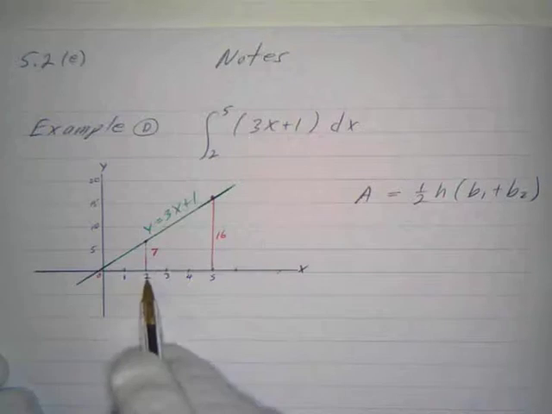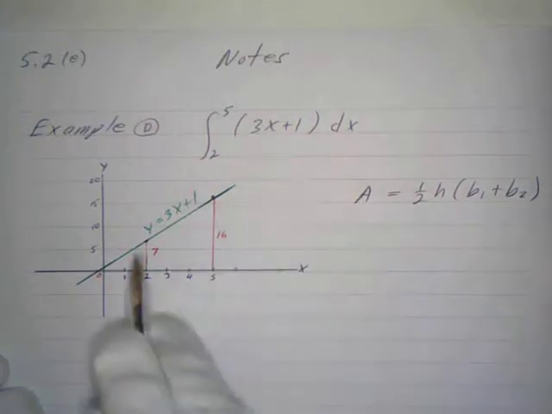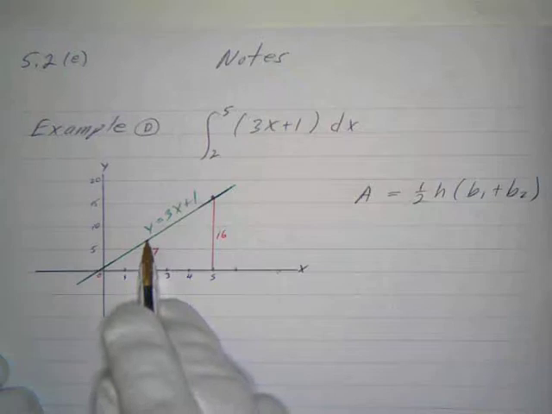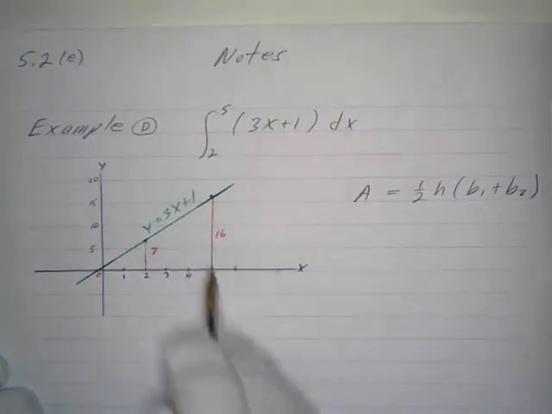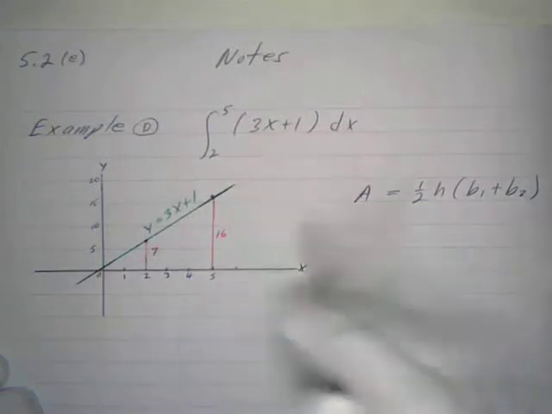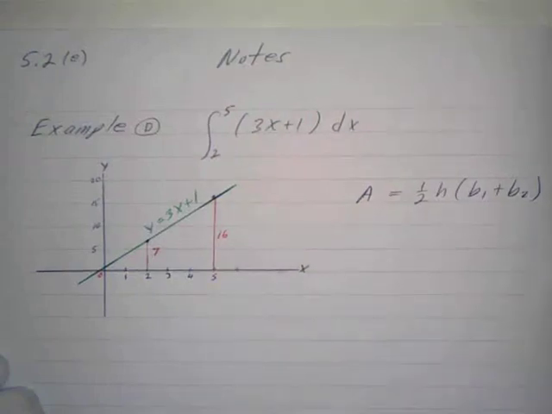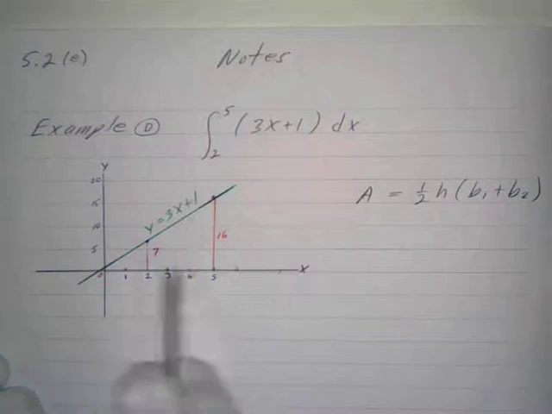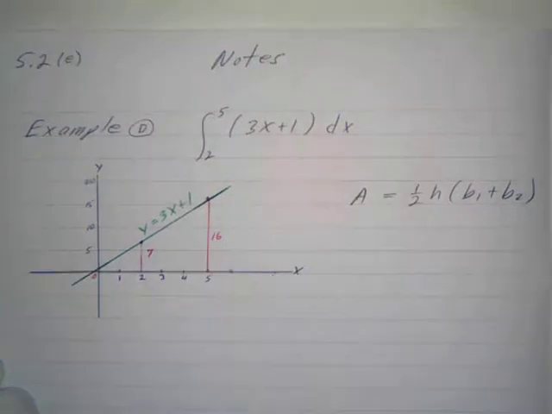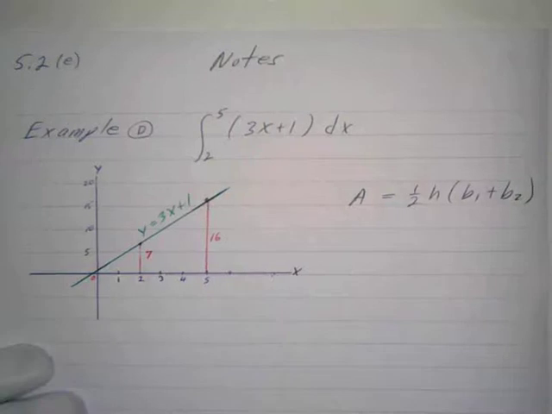And we can check this at x equals 2. y would be 3 times 2 is 6 plus 1 is 7. So my height here would be 7. That would be the y value. And then when x is 5, this y value here would be 3 times 5 is 15 plus 1 is 16. So the height here of this segment would be 16. And if we want to find the area under the curve from 2 to 5, that's just going to be the area of this geometric figure, which happens to be a trapezoid. So if I find the area of that trapezoid, I basically have the value of the integral.